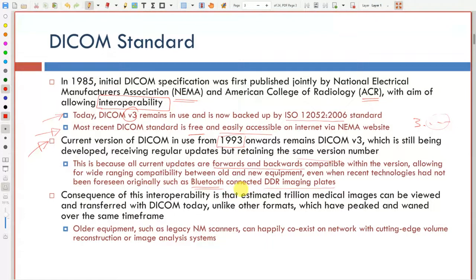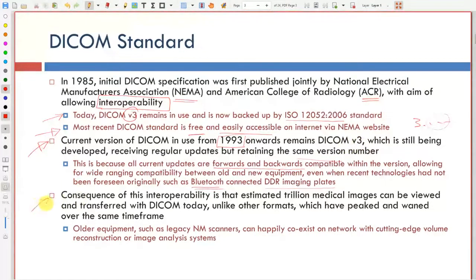Okay, so the current version remains the same as version 3 since 1993, but there are updates that take care of the newer technologies that are introduced every day. And the nice thing is that it's forwards and backwards compatible. So you have wide-ranging capabilities among devices that work with DICOM version 3.